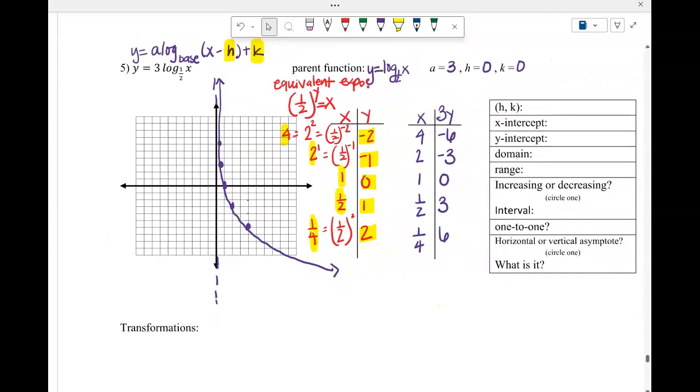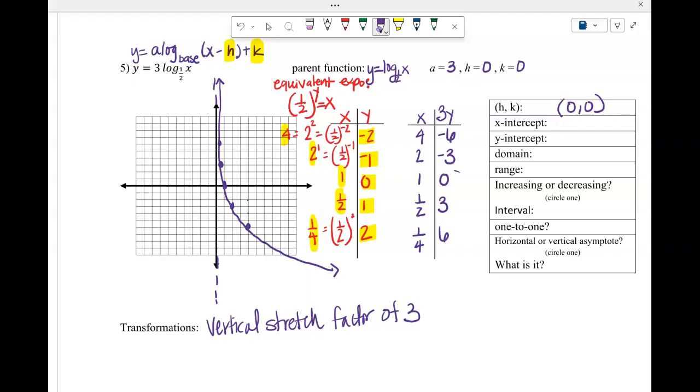Okay, so we only have one transformation, vertical stretch factor of 3. H and k is 0, 0. X intercept, we do have one, okay, at 1, 0. Y intercept, none, because we are not touching the y-axis since the asymptote is there.